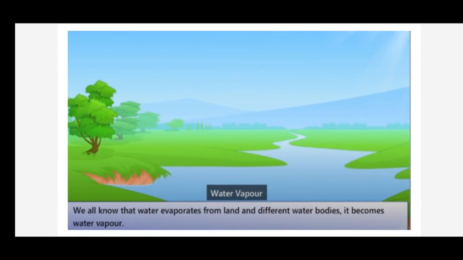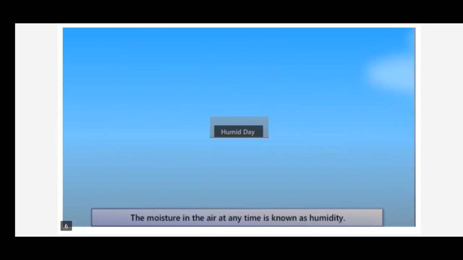We all know that water evaporates from land and different water bodies, it becomes water vapor, right? The moisture in the air at any time is known as humidity. When the air is full of water vapor, we call it a humid day. As the air gets warmer, its capacity to hold the water vapor increases. So, it means it gets more and more humid, making the environment uncomfortable.